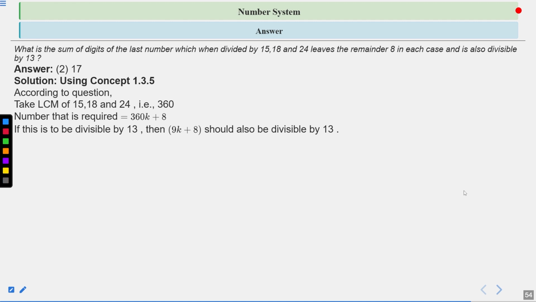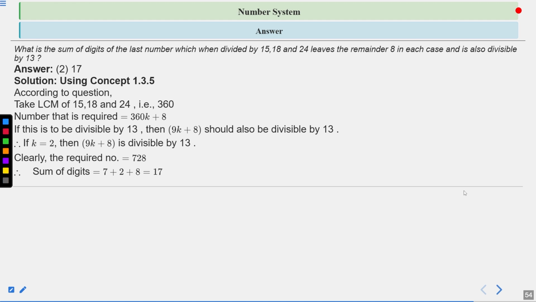If this is to be divisible by 13, then 9k plus 8 should be divisible by 13. If k equals 2, then 9k plus 8 is divisible by 13. So clearly the required number will become 728 according to the question. Now the sum of the digits of that number will become 7 plus 2 plus 8, which equals 17. So second is the correct answer of this question.